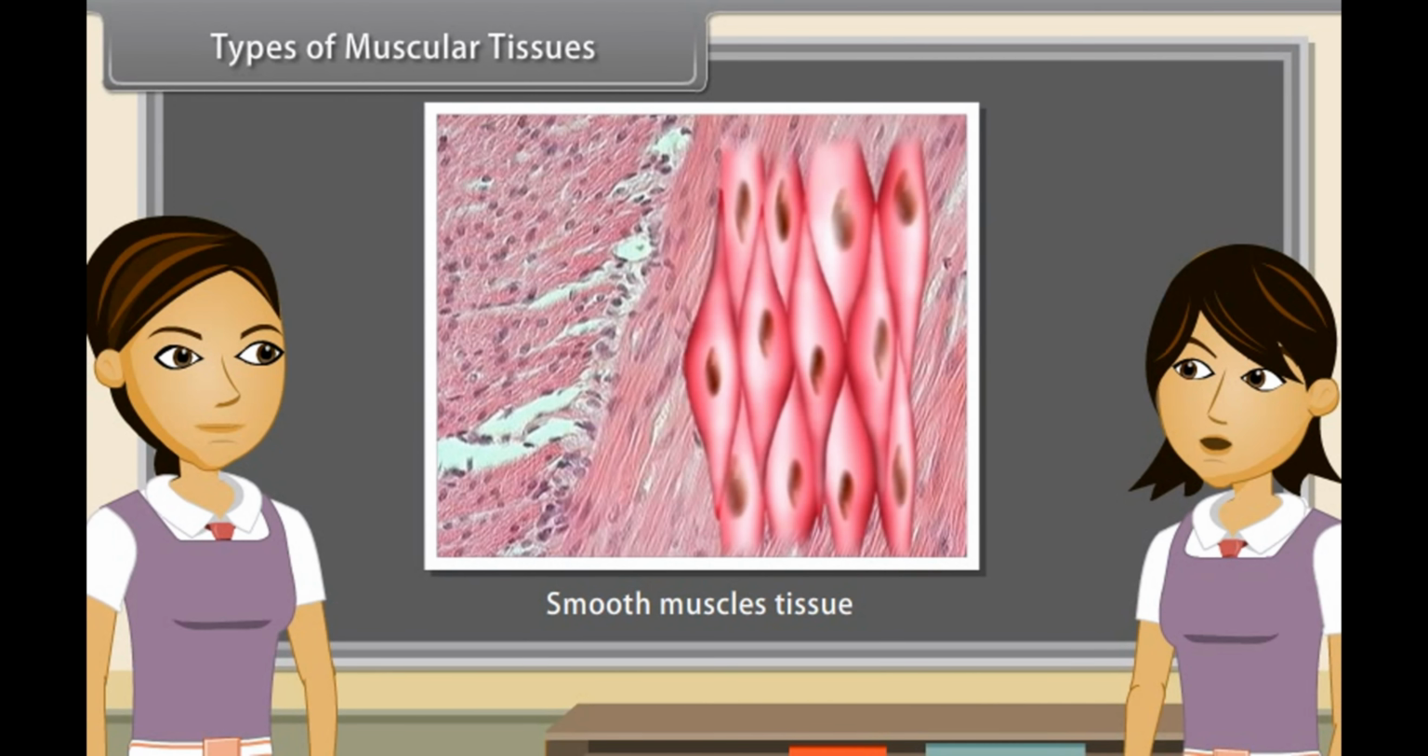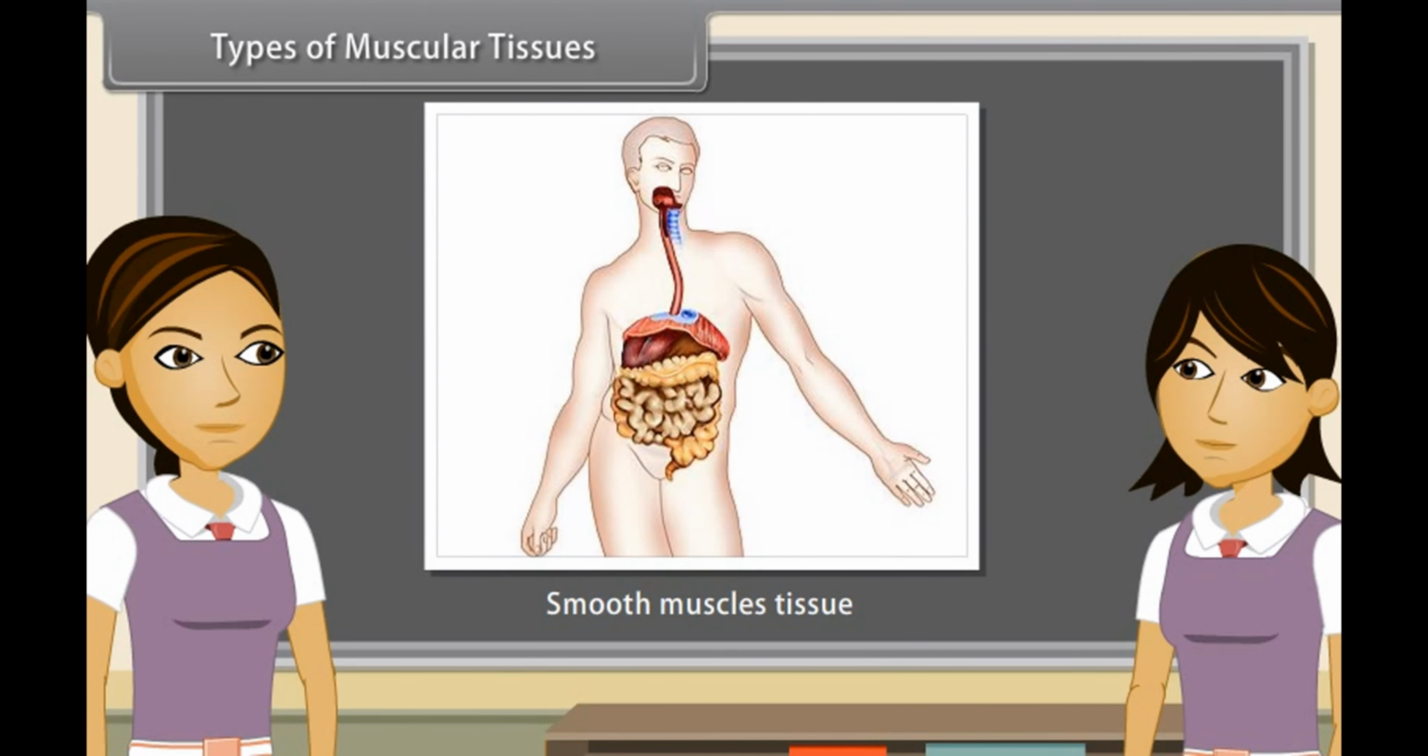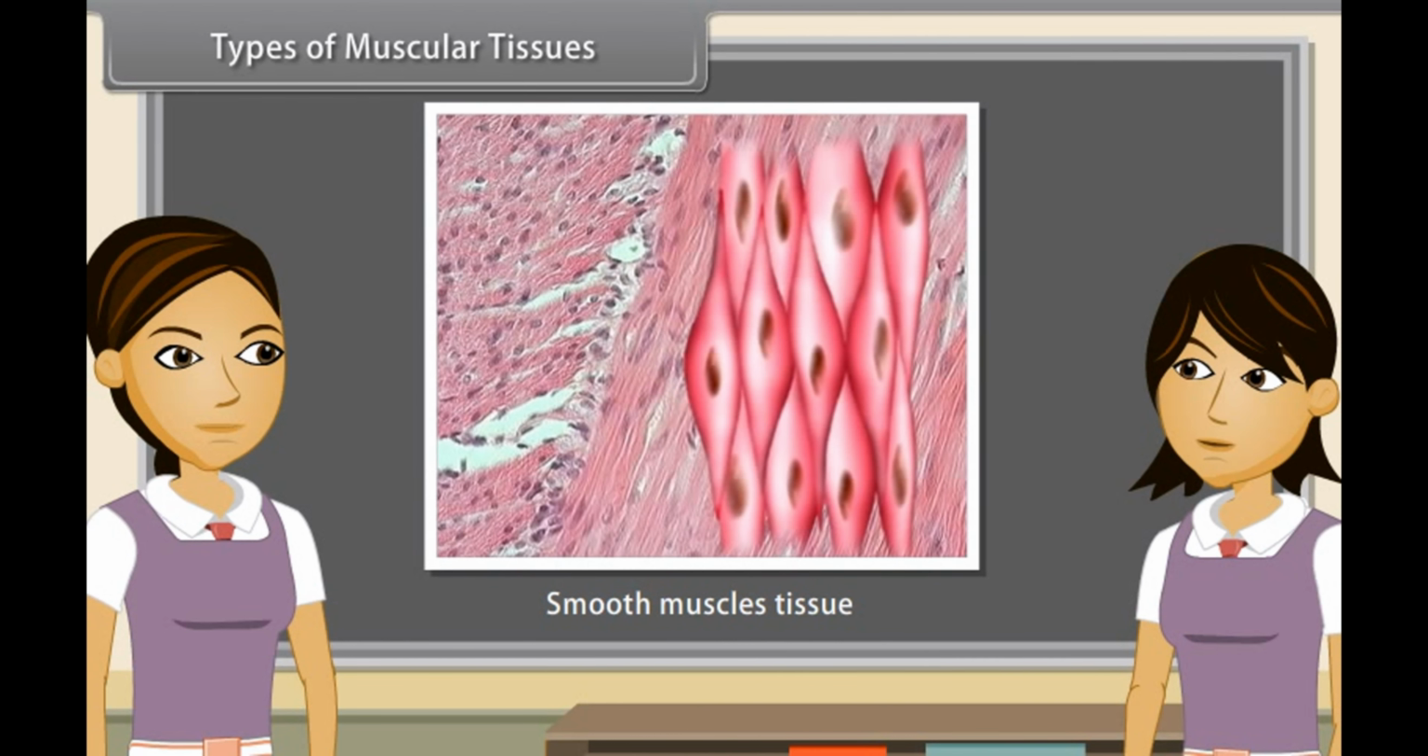Smooth muscles are present in the wall of stomach, intestine, blood vessels, iris of eye, and ureter. They are small-sized, uninucleate, and spindle-shaped, and are generally arranged in layers. They are involuntary muscles as they cannot be started or stopped.